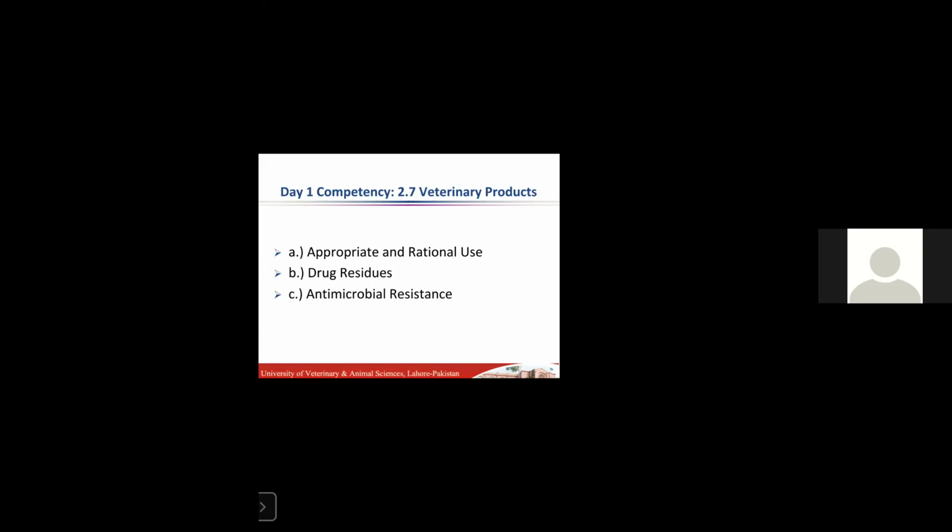And next is drug residues. A day one veterinary graduate must know about drug residues, the residual time periods of the different drugs, and their withdrawal time periods. And similarly, antimicrobial resistance. Nowadays, this is a very hot topic around the globe. Antimicrobial resistance is causing more and more problems day by day, and this is the most challenging task. Veterinary graduates must have knowledge of antimicrobial resistance.